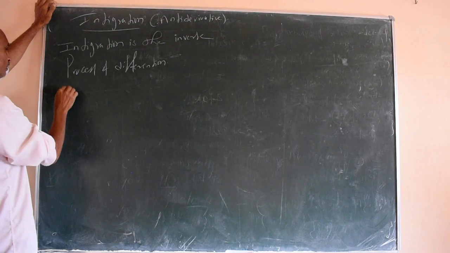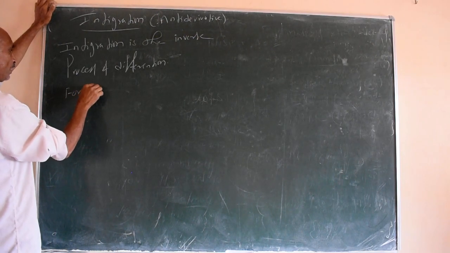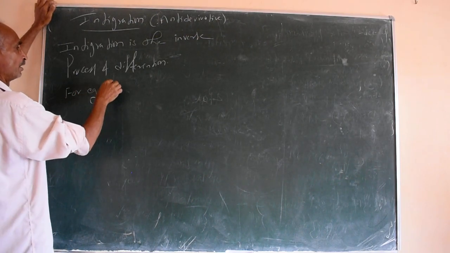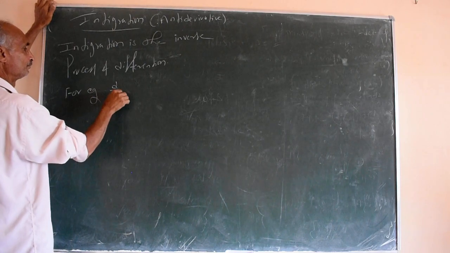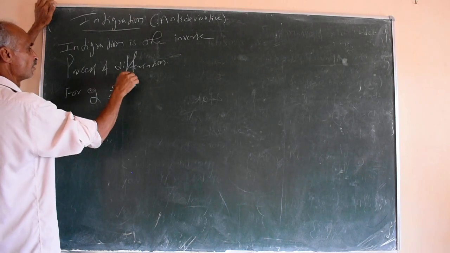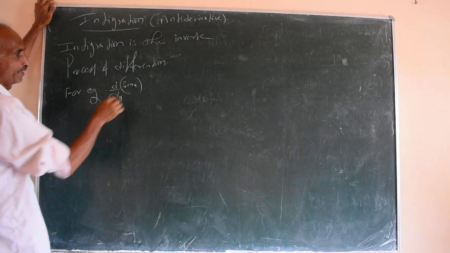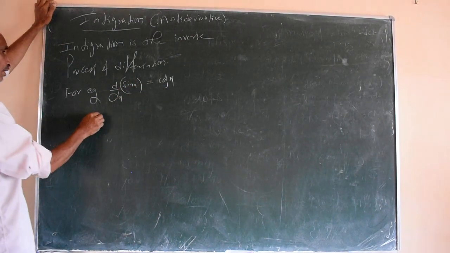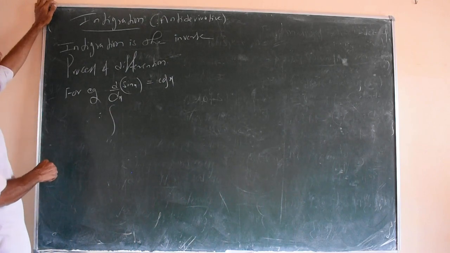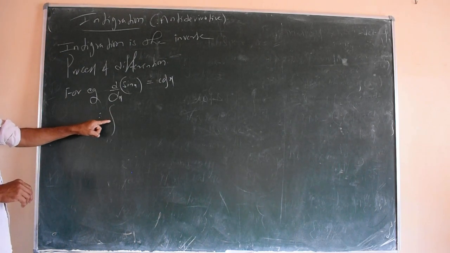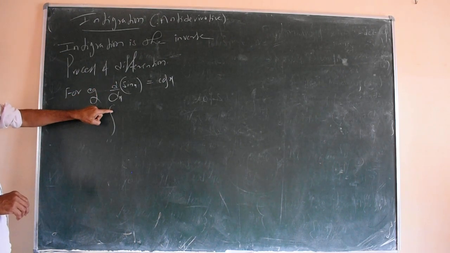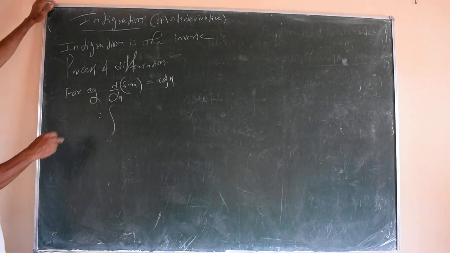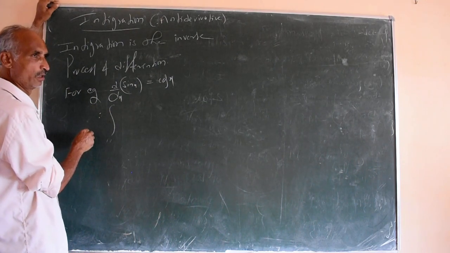For example, d by dx of sin x is equal to cos x. Therefore, the integration symbol is like this. The differentiation symbol is d by dx. This is the integration symbol, a curved line is to be taken.